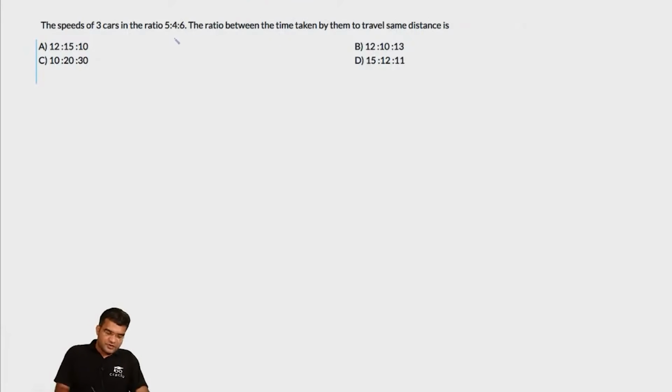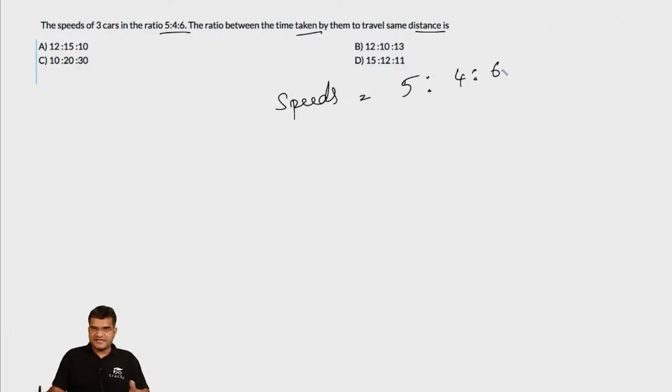In this question, we are told that the speeds of 3 cars are in the ratio 5:4:6. We are required to calculate the ratio of the time taken by them to travel the same distance. The ratio of the speeds is given to us. The ratio of the speeds is 5:4:6. So to cover the same distance, the ratio of the time taken will be in the inverse ratio of their speeds.